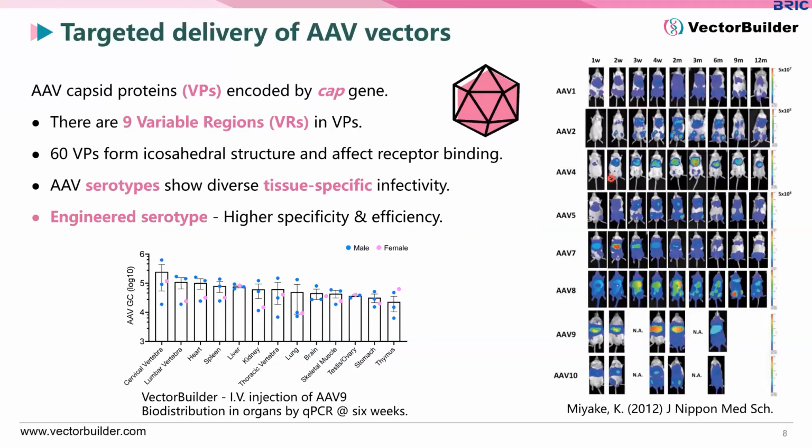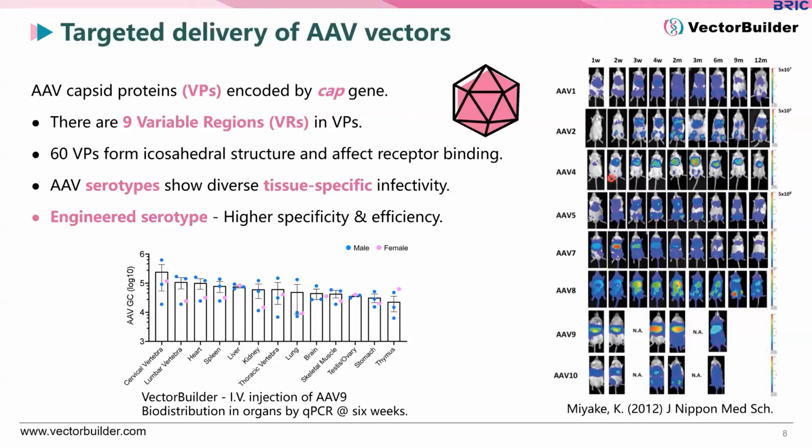So let's take a step back and look at the basics of AAV and understand why we are looking at serotypes, why we want to engineer an AAV, why we use different kinds of AAV serotypes. So the outer side of the AAV is formed by the capsid proteins, usually named VP1, 2, 3. They are encoded by a gene called CAP.